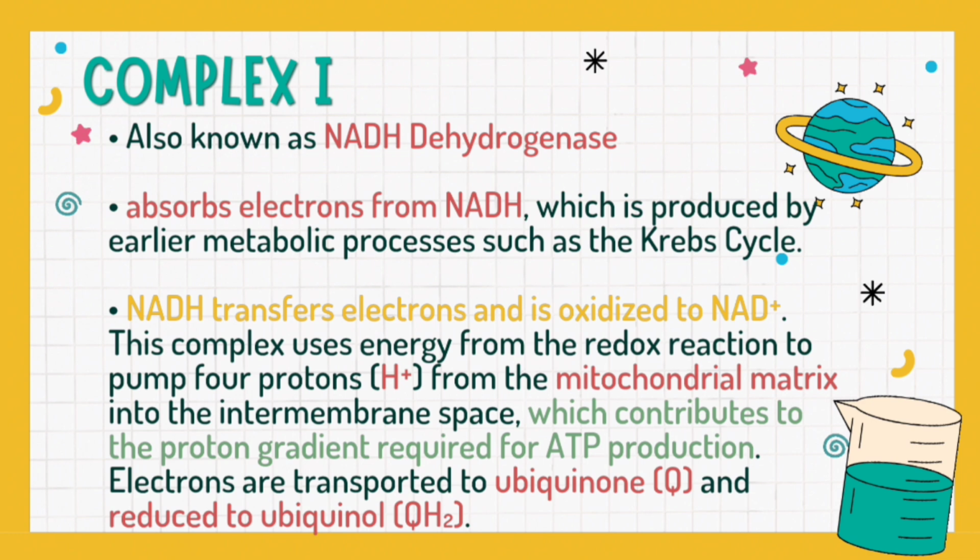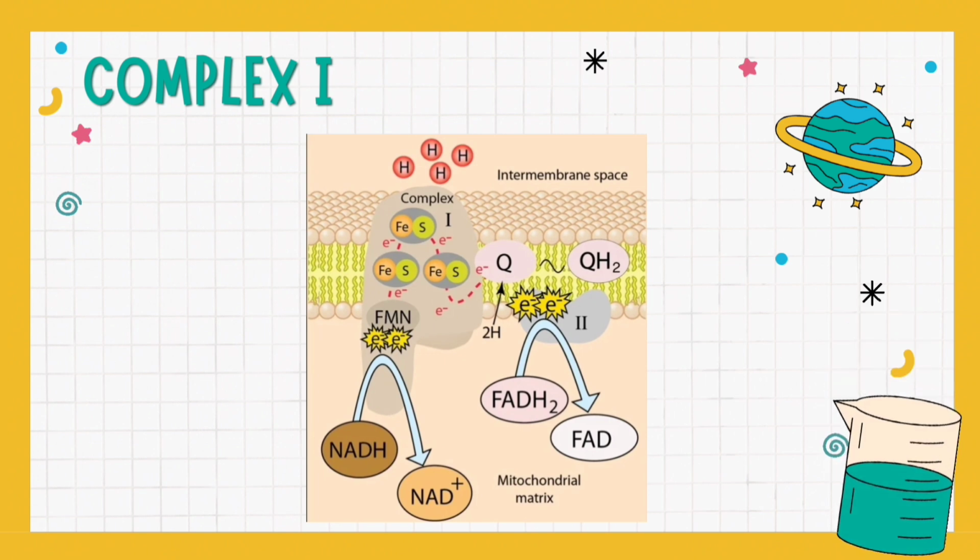Electrons are transported to the ubiquinone and reduced to ubiquinol. In complex 1, electrons are transferred from NADH to ubiquinone through flavin mononucleotide and iron sulfur clusters, leading to the reduction of ubiquinone to ubiquinol and the pumping of protons into the intermembrane space.